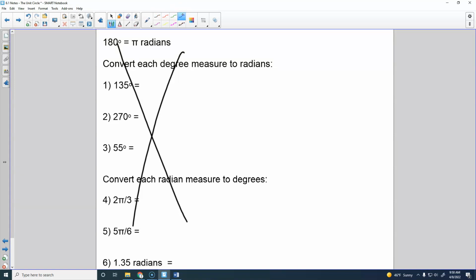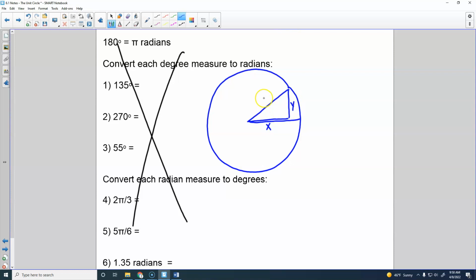So if we think about just one of those triangles from our circle, right? This is my x side. This is my y side. I know my hypotenuse is 1. And so my coordinates right here are x, y. Those are my coordinates of this graph. I'm just going to call this angle theta. So it could be any angle.